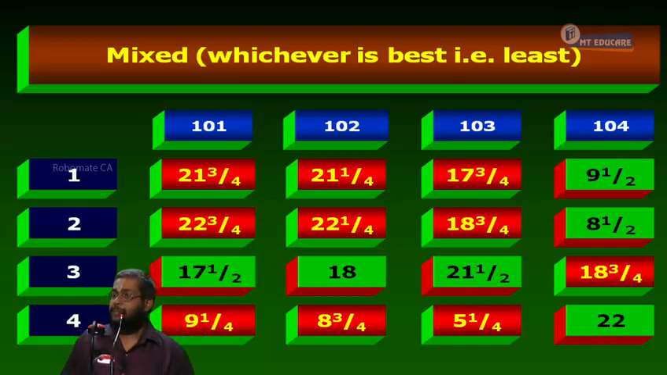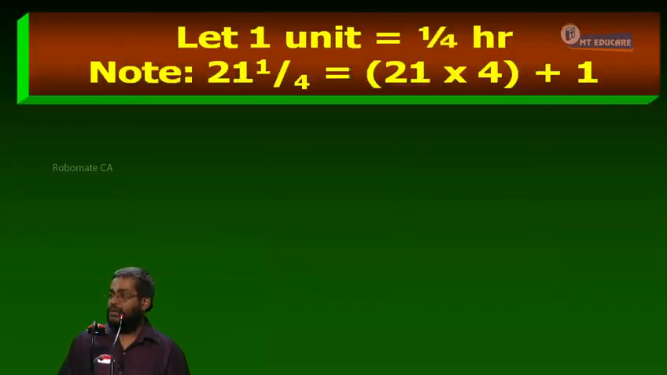Next, part 2 or part 3? Part 3, right? Part 4. Please. Part 4. Converting the matrix into whole numbers. I want to avoid fractions, so converting the matrix into whole numbers. Let one unit be equal to 1 by 4 hour.